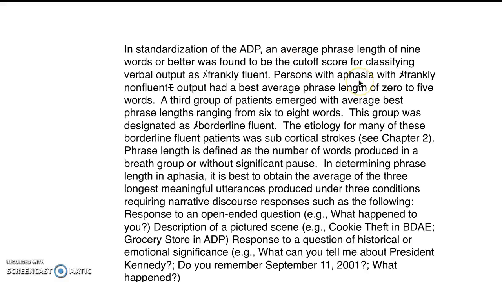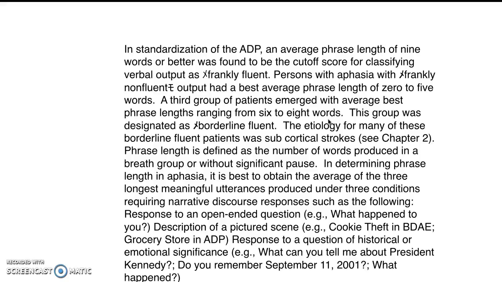So persons with frankly non-fluent output had a best average length of 0 to 5 words. So this is how we're going to differentiate those who are frankly non-fluent and those who are frankly fluent. 0 to 5, non-fluent. 9 or more, frankly fluent. Those in the middle were considered to be borderline fluent, and those were people ranging from 6 to 8 words. This group was found to have an etiology that was subcortical in nature.